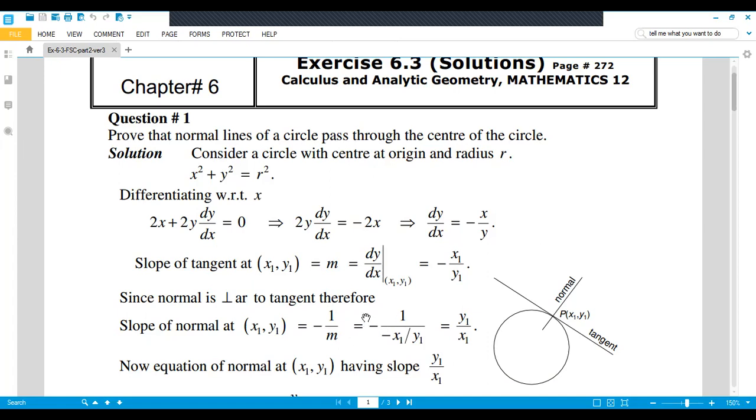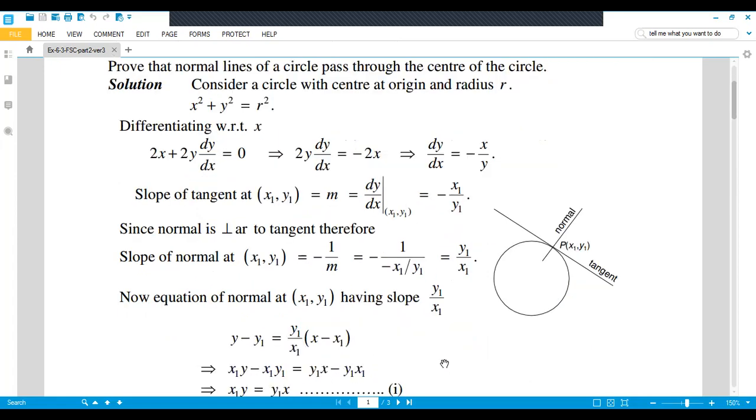So minus 1 over m is minus 1 over minus x1 over y1, minus minus cancel. If something is in the denominator it will come in the numerator. So y1 over x1. Now the equation of normal we can easily find at this point x1, y1 having this slope, using point slope form. You know that y minus y1 equal to m into x minus x1. This point slope form we already studied in chapter number 4. So y minus y1, and m is y1 over x1, times x minus x1.